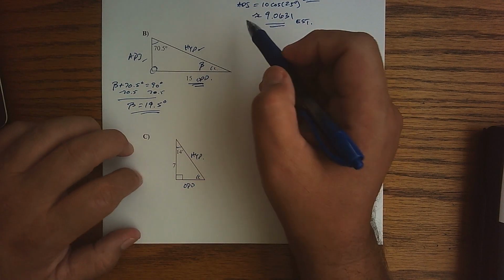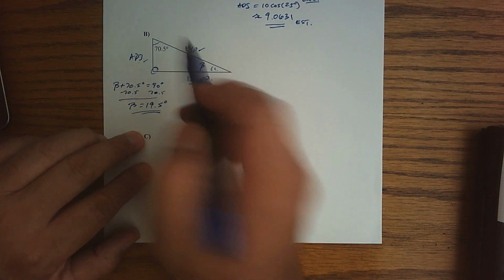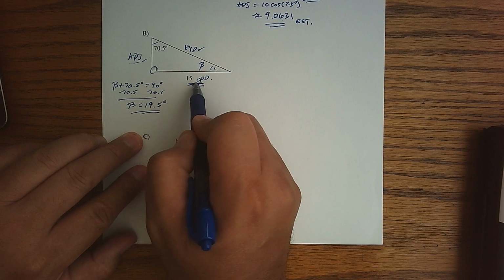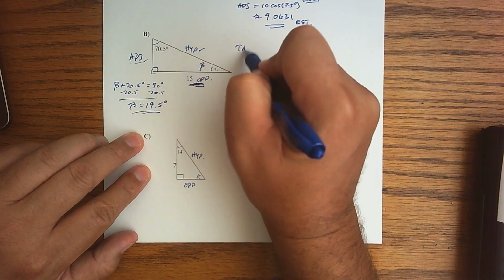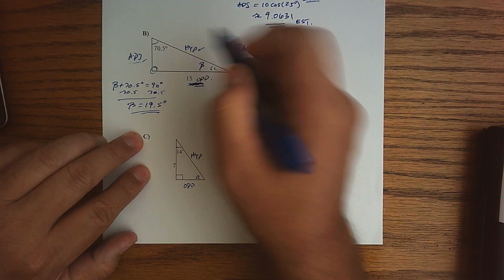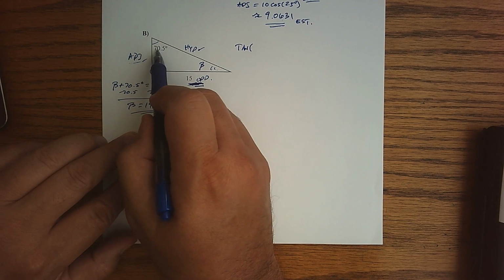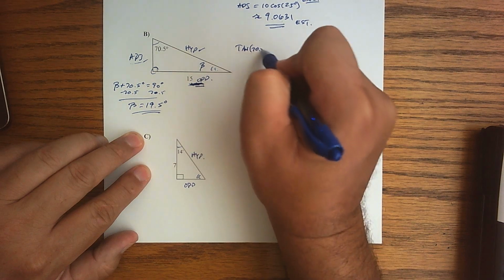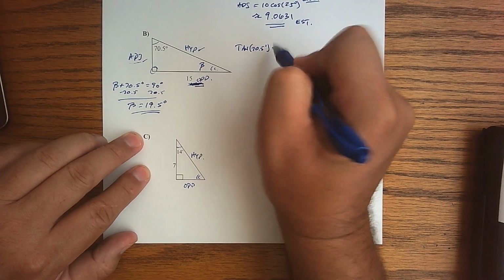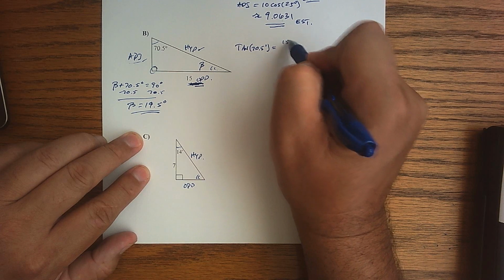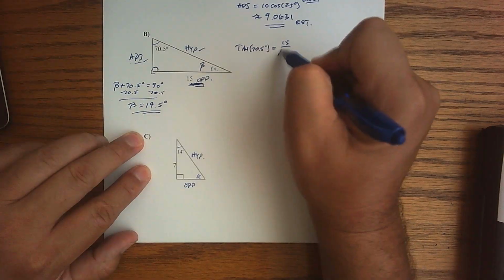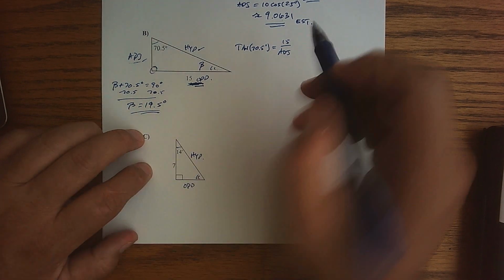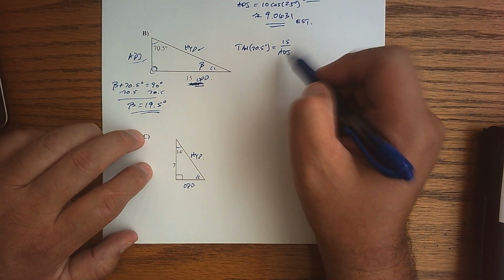So let's go ahead and work with our adjacent. What's given is the adjacent and the opposite. Well, that's tangent. So we know that the tangent of 70.5, that's the opposite, so the tangent of 70.5 degrees is the opposite, 15, divided by the adjacent with regards to that. I'm using my definition there. So now we have to solve for the adjacent.